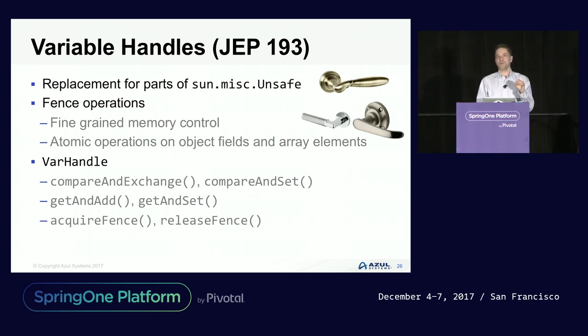Similarly, you can have the ability to do atomic operations on primitive values. You can do atomic operations with Java at the moment, but you need to use the atomic classes, and therefore you need to create an instance of a class, put the primitive value into that class, do the atomic operation, and then there's the overhead of garbage collection. To avoid that, you can do an atomic operation on a primitive value through a variable handle, and you can do things like compare and exchange, compare and set, get and add, and so on.